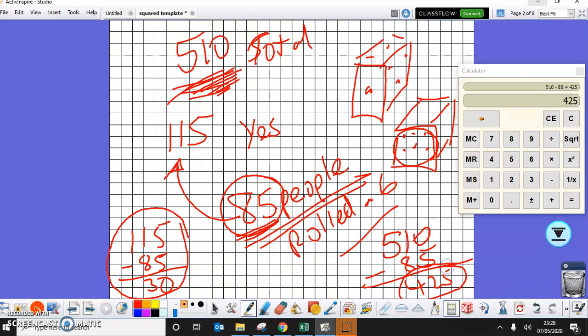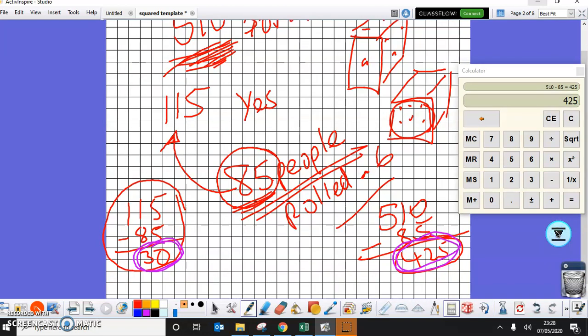And out of those 425 people, 30 people said yes. So as a proportion, or as a percentage, 30 out of 425. 30 divided by 425 gives me 0.070588 as a decimal. And remember, if I now times that by 100, that's going to turn it into a percentage. So it's going to be 7.05884%. It wanted the answer to one decimal place, so put my line there.